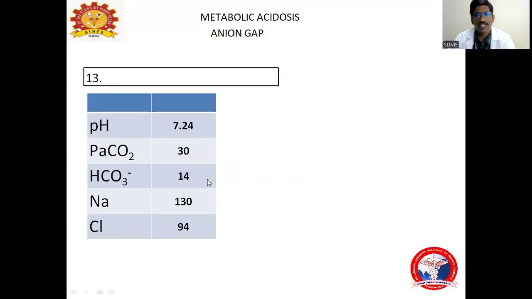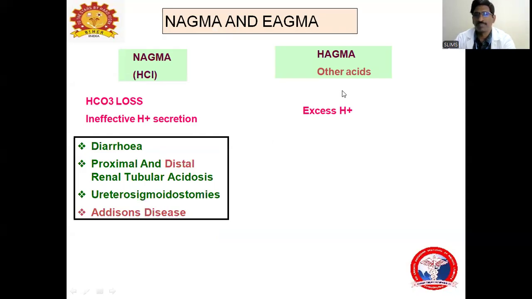See here the same picture, metabolic acidosis, but sodium is 130, chloride is 94. So when you add 94 and 14 together and subtract from 130, you get 22. This is called wide anion gap or high anion gap. So in normal anion gap, the accumulated acid is hydrochloric acid. In high anion gap, it is some other acid which we are not measuring. Both give excess H plus ions.